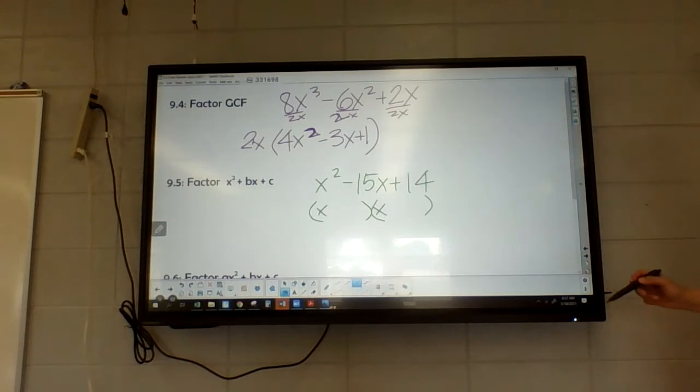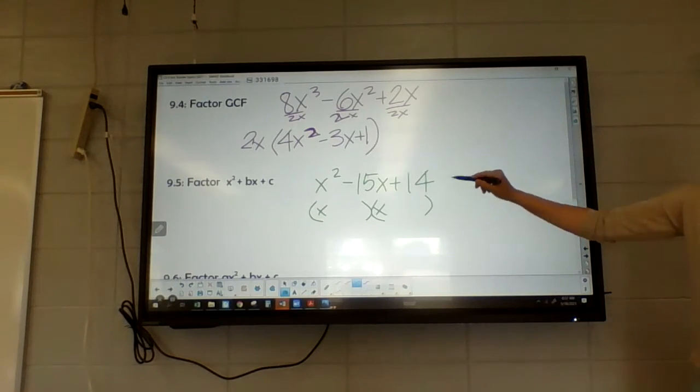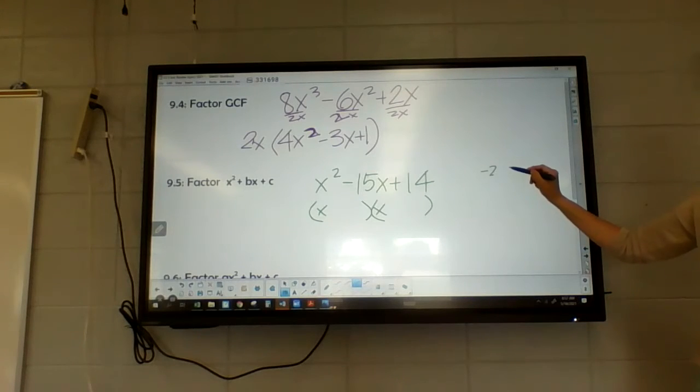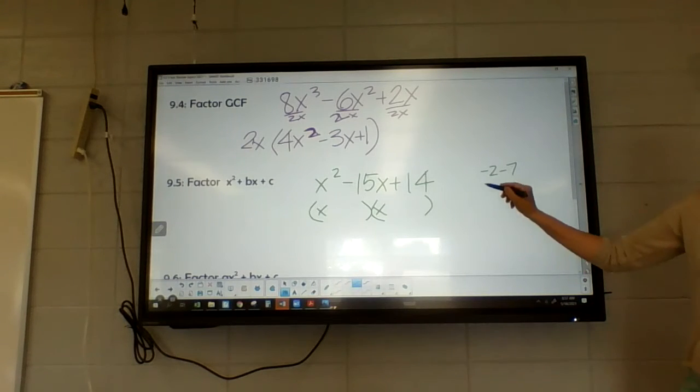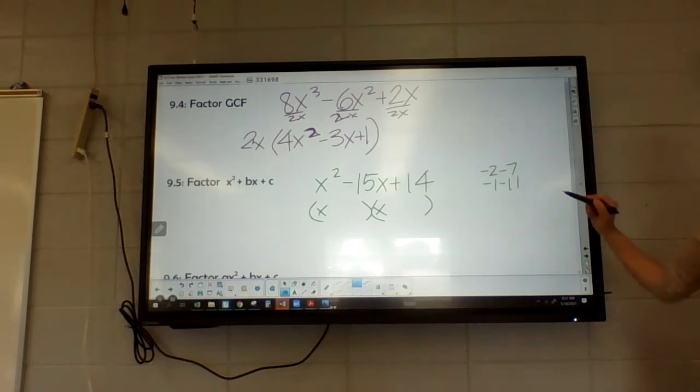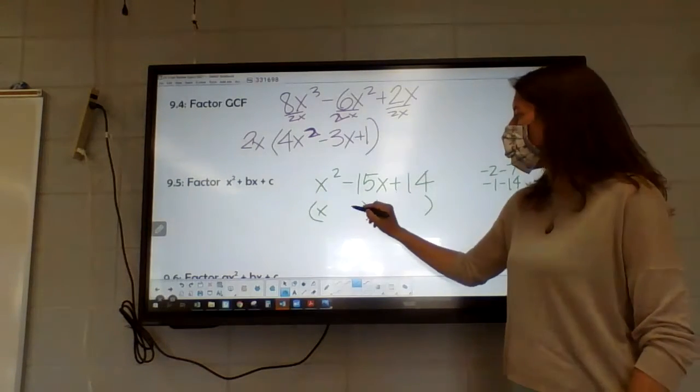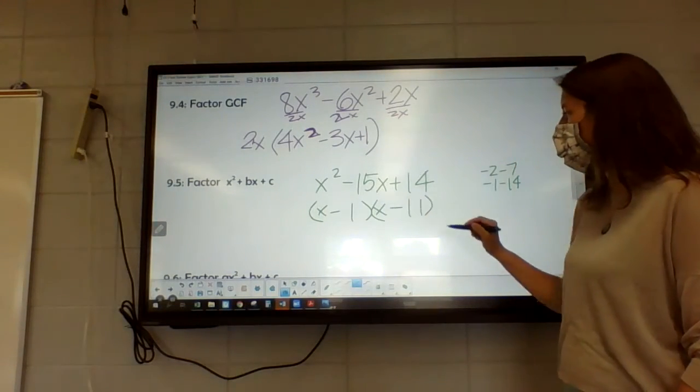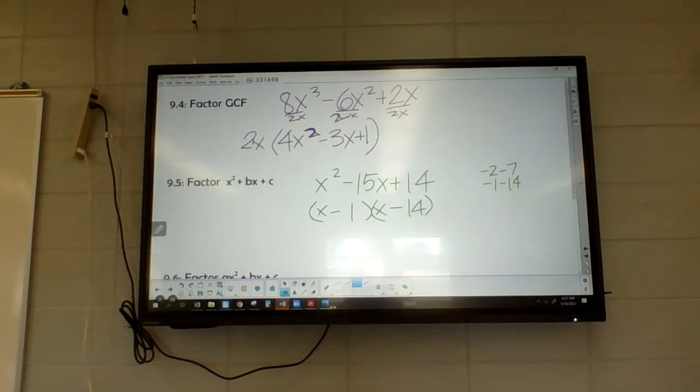You guys think of it? Most of you are probably thinking, well, you need 2 negatives. So, negative 2, negative 7 multiplies to give me a negative 14, but doesn't add to give me a negative 15. So negative 1, negative 14. That's the one that's always kind of the obvious one that for whatever reason we miss. So be careful there. So minus 1, minus 14. Okay.